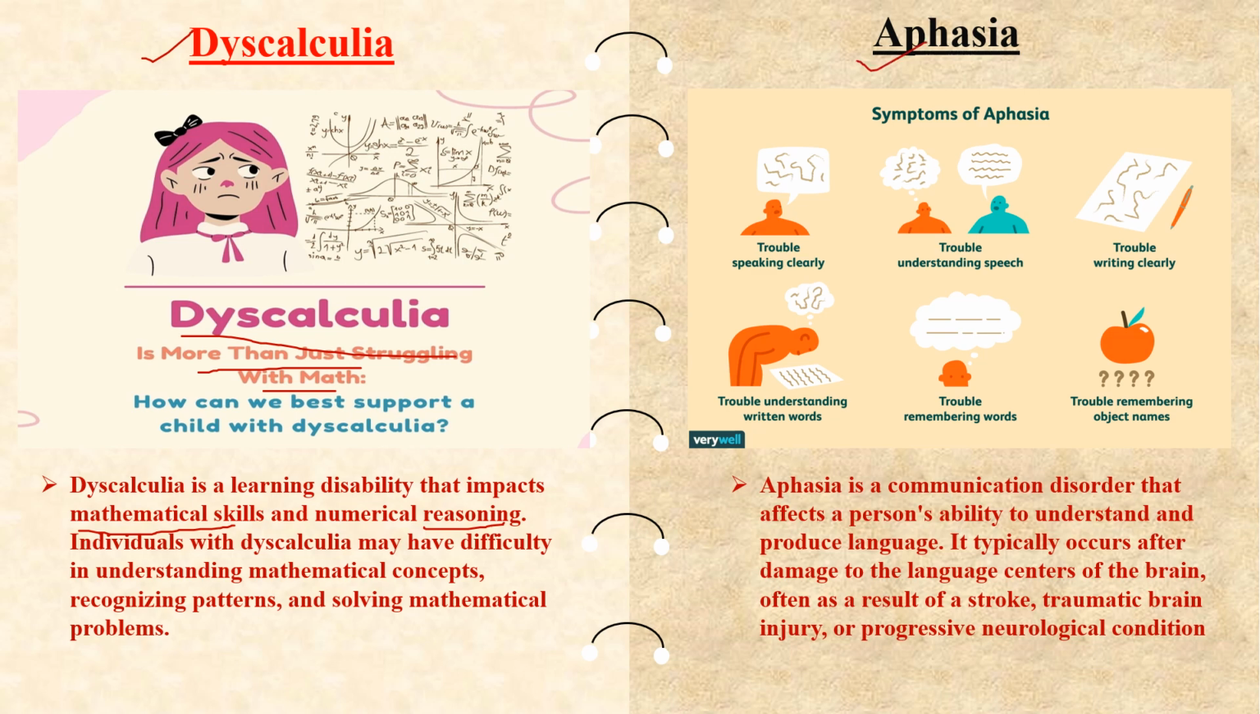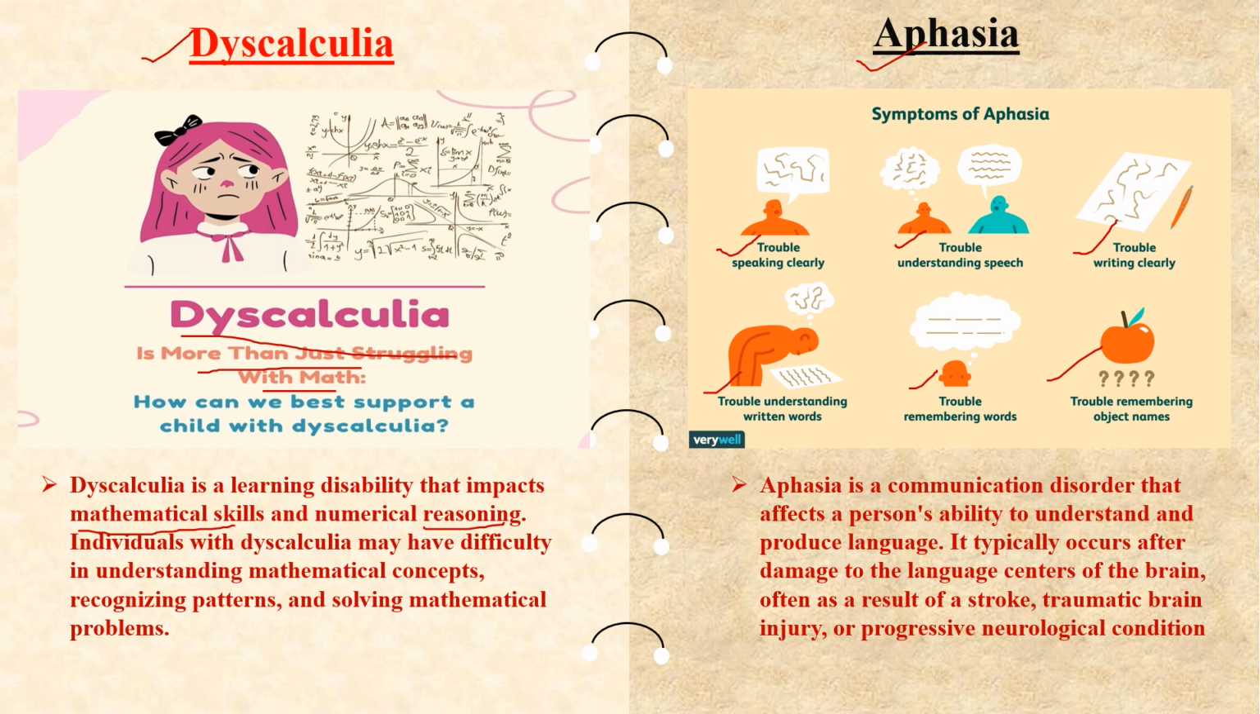And here we can see the symptoms of aphasia. He will face trouble in speaking clearly. He will face trouble in understanding speech and in writing clearly. He will have trouble in understanding written words. He will face trouble in remembering words, or also trouble in remembering object names.